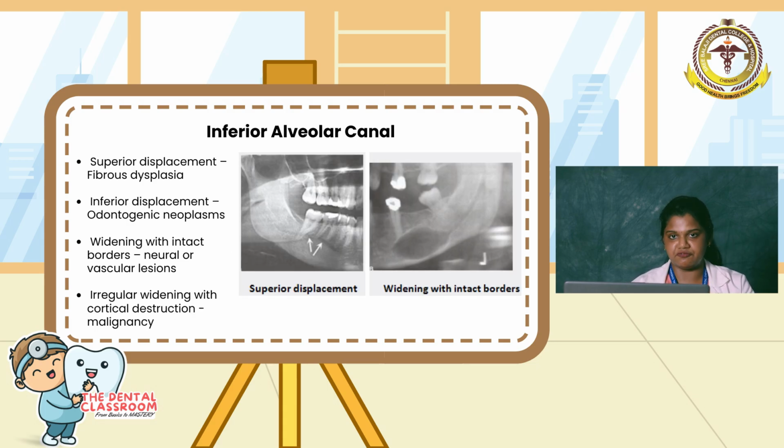The next one is the inferior alveolar canal. When it is superiorly displaced, it is characteristic of fibrous dysplasia, and when there is inferior displacement of the inferior alveolar canal, it is mostly of odontogenic neoplasms. When there is widening of the canal with intact borders, it can be due to neural or vascular lesions, and when there is irregular widening with cortical destruction, it is due to malignancies.